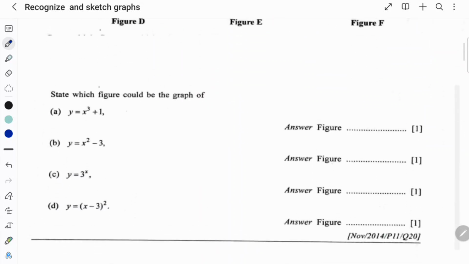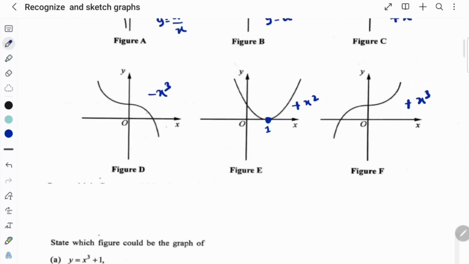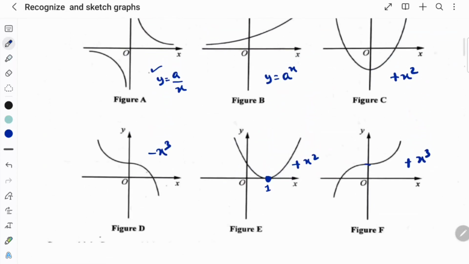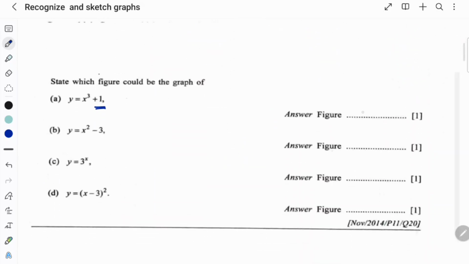The first one is y is equals to x cube plus 1. The graph on the y-axis is intersecting at 1 and positive x cube. So just see the double curve. Positive x cube is there, and it can intersect at 1. So F is the graph for the first one. So write down F.